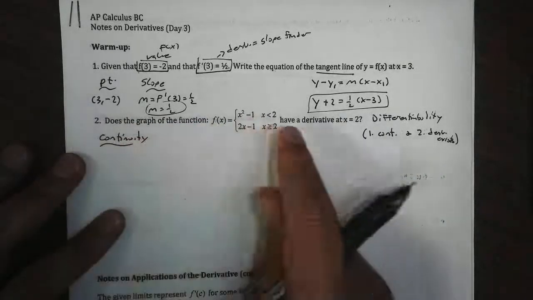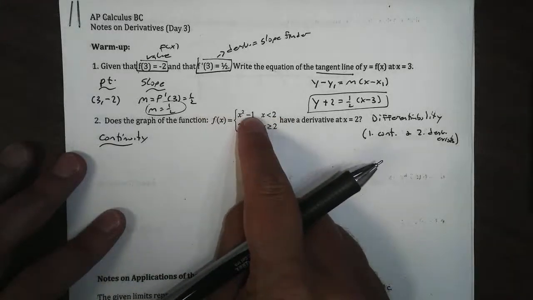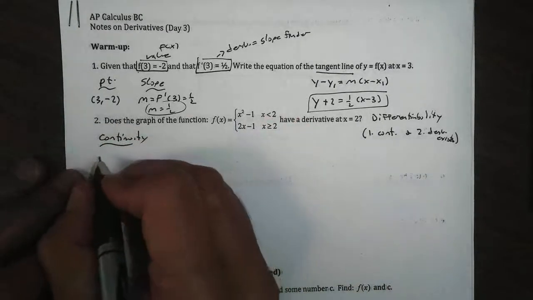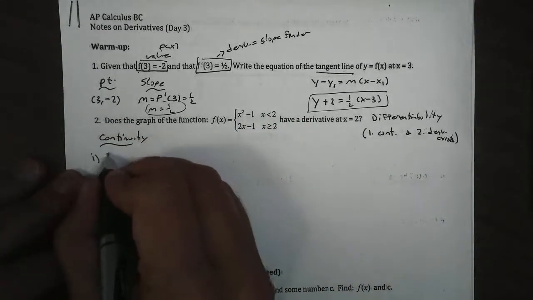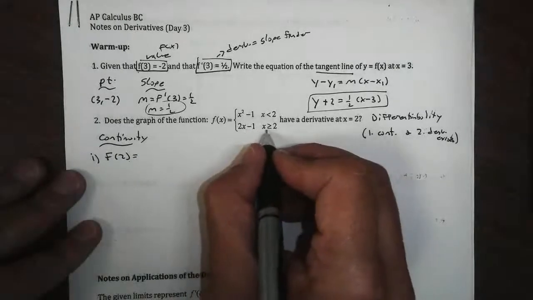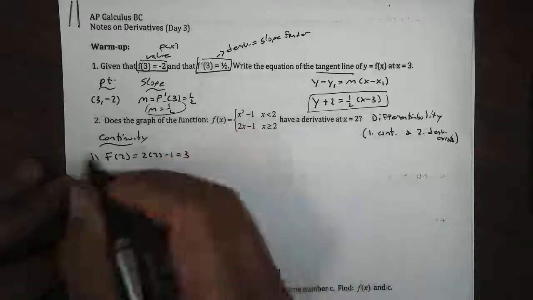So we have to prove continuity. This shouldn't be too hard. You can almost do it in your head. If I plug 2 in for both of these, I'm going to get 3. So I pretty much know it's going to be continuous, but we have to show our work anyways. So step 1, we have to show that the value exists at 2. I'm just going to plug that into the bottom function because that's where my equal to is. 2 times 2 minus 1, I get 3.